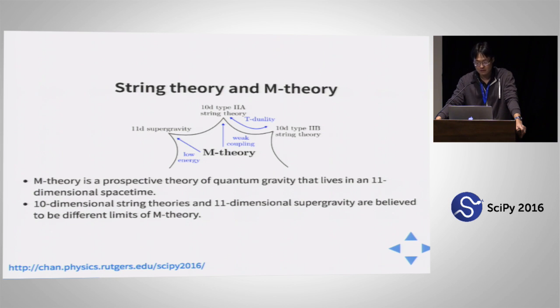So M-theory is a prospective theory of quantum gravity that lives in an 11-dimensional space-time, meaning 10-dimensional space and one time direction. And this is called M-theory partly because this is believed to be the mother of all string theories, because different string theories are believed to be different limits of this theory.